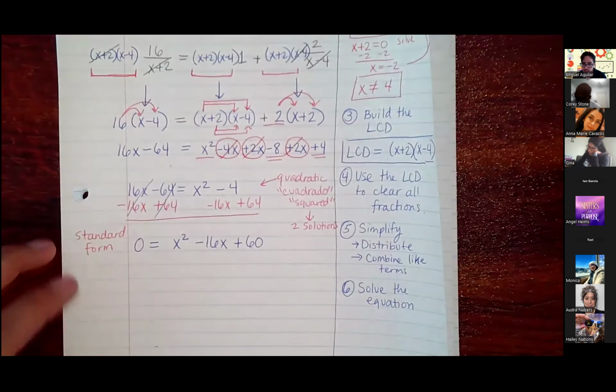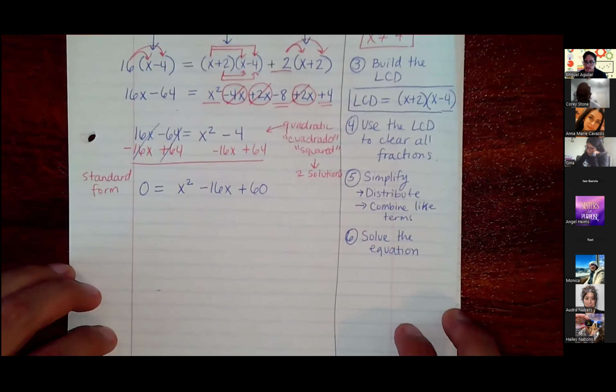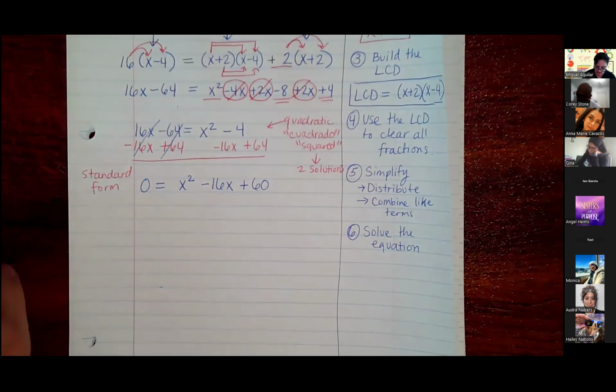Okay. I'm going to zoom back in a little bit. Questions, comments before we proceed? Anything at all, just a general vibe check.